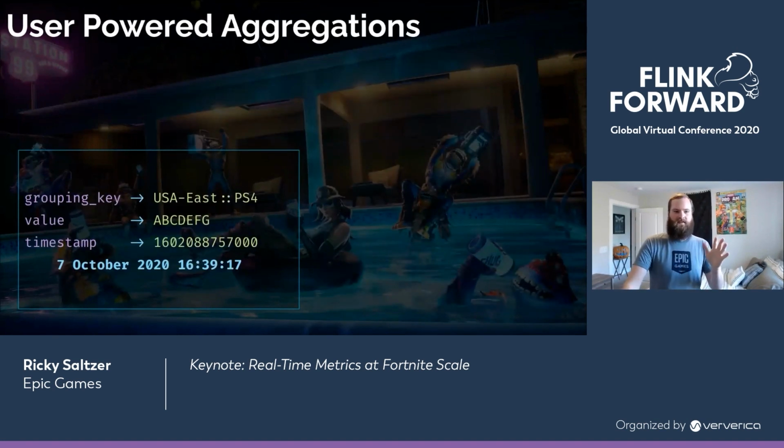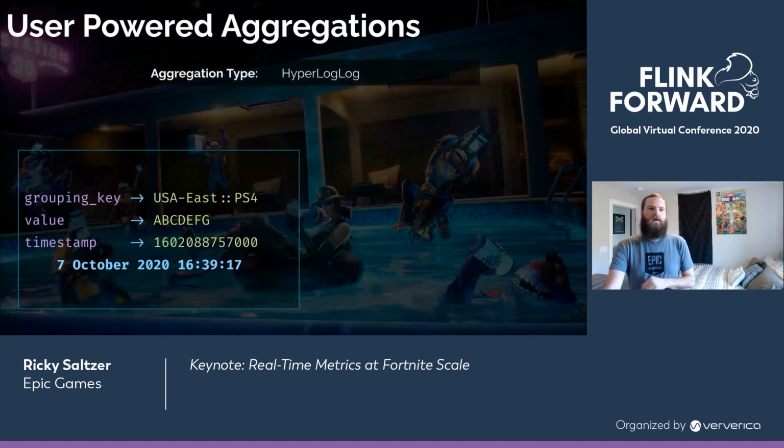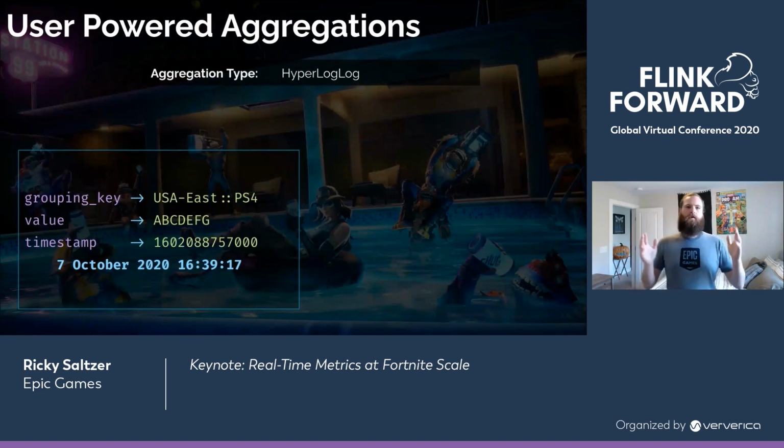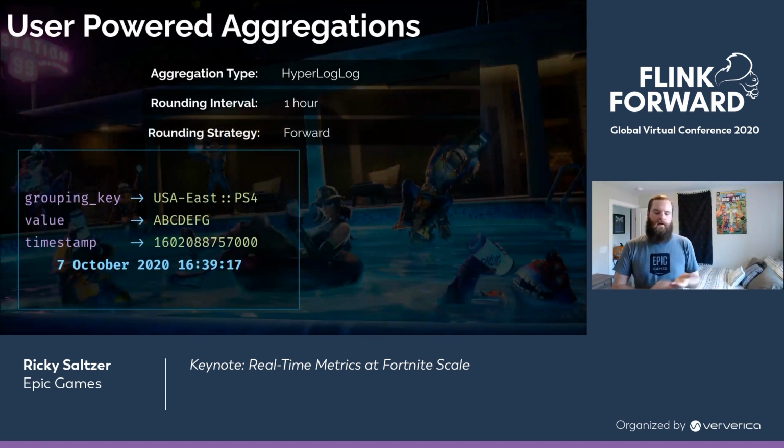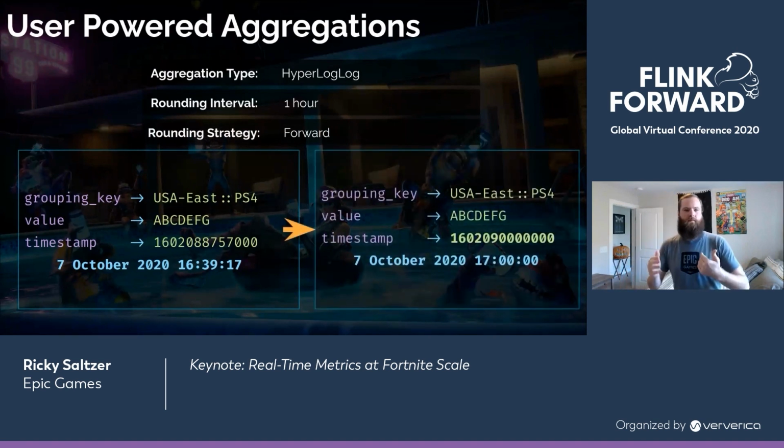But again, we run into this issue where, with the user aggregation, the timestamp happened to be 16:39. The user is going to define that our aggregation type is a HyperLogLog. We want to perform it every hour, so we want to roll up this aggregation for every hour. And these aggregations are happening every 2 seconds. They're just rolling up. And we want to perform this rounding strategy of forward. What this really means is we take this timestamp, 16:39, and we forward round it up to the next hour. If we use the rounding strategy as backwards, then it will go back down to the 16 hour. We always use forward hour rounding. It just makes more sense for a lot of this stuff.